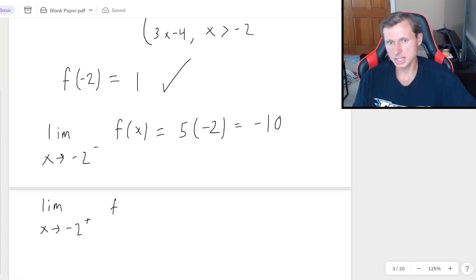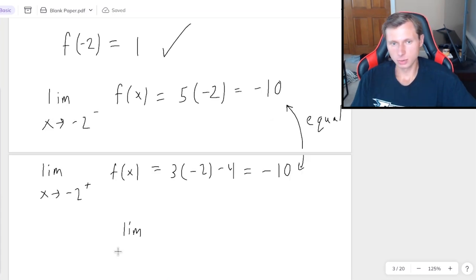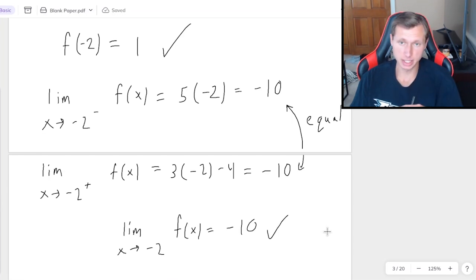And then for the right side, that's going to be the 3x minus 4. So I have to plug in -2 for that. That's going to be -6 minus 4, which again is -10. And once again, these two are equal to each other, which means the 2-sided limit exists, and it's going to equal -10. We pass the second check.